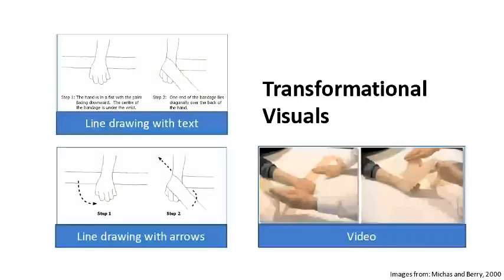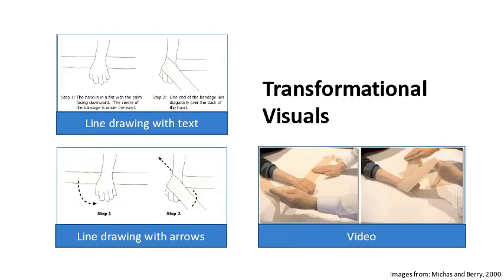The next thing I want to talk about is the value of these transformational visuals. Here are 3 different types of images that are trying to portray the same sort of action. I talked about how images can definitely convey action for your students. So here are the 3 different ones.